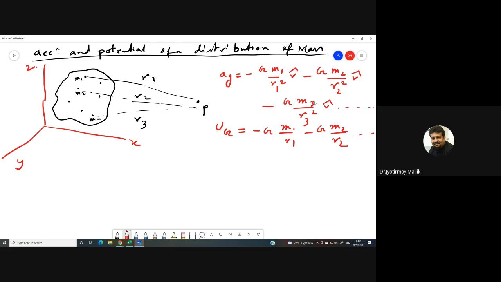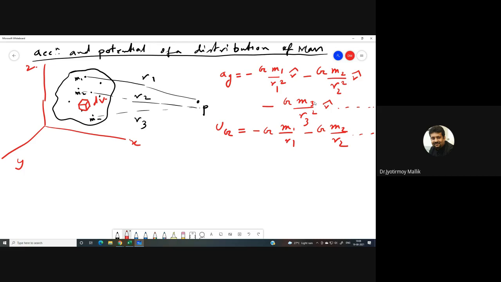Okay, so what we can think of is a small volume delta V, or dV. We can think of a small volume dV, and then we can find out what would be the gravitational acceleration and gravitational potential due to this particular volume delta V on this point P, considering uniform density. Okay, considering uniform density, and then we can essentially integrate for the whole volume.